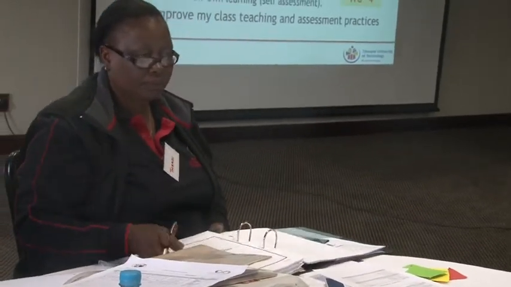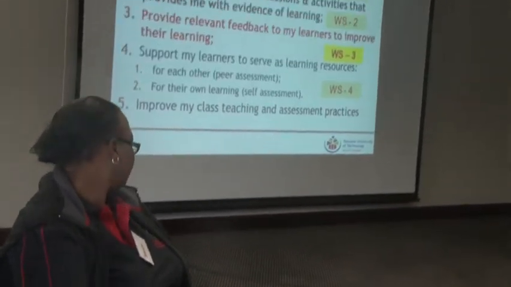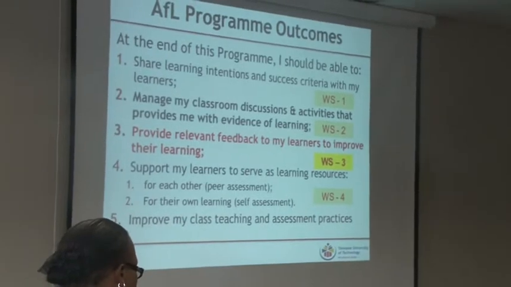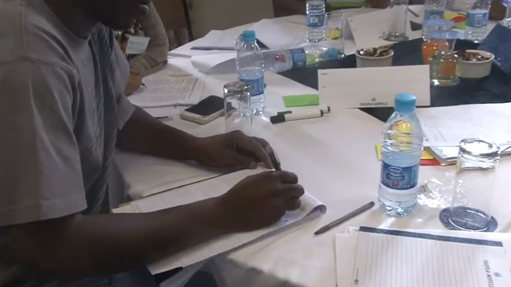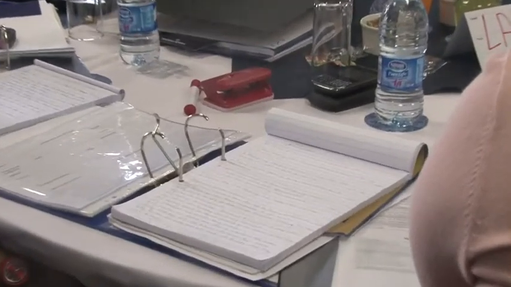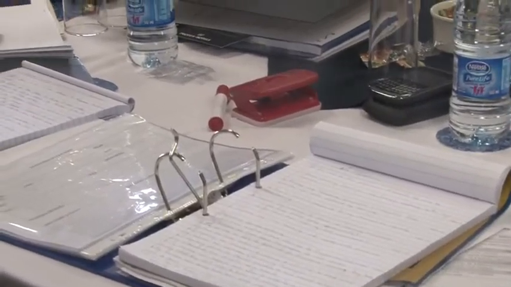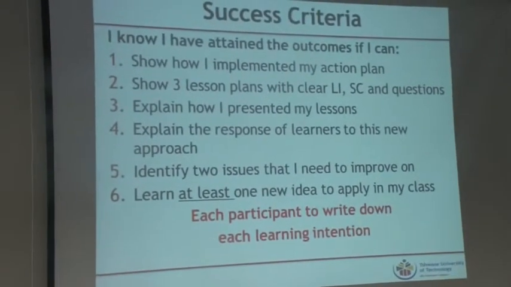It's not in your notes. Don't take shortcuts. You need to write it down as an objective that you're going to attain for yourself, because there's going to be success criteria for this as well. Don't skip this simply because there's no space to keep this. Use the exam pads. You're able to identify 2 issues that you need to improve on, and hopefully you'll learn at least 1 new idea to apply in your class.